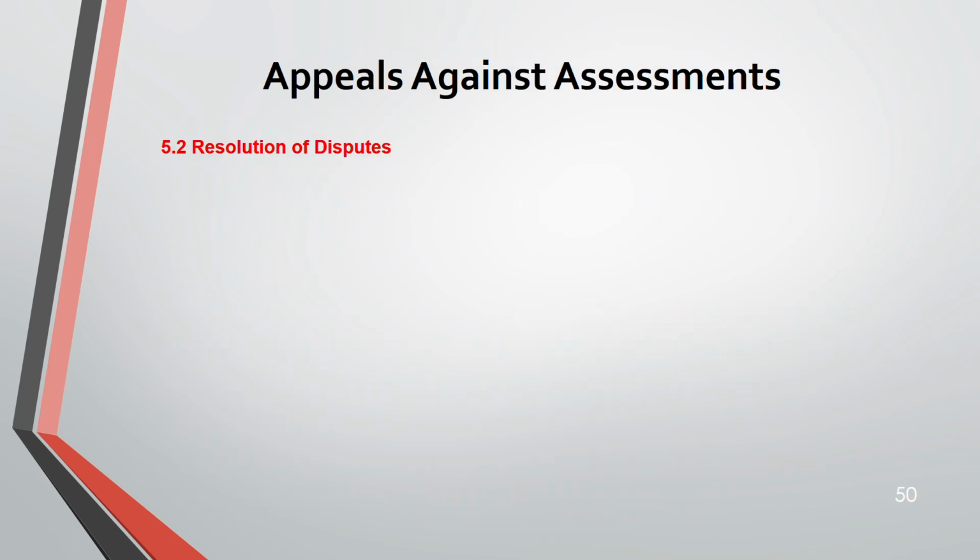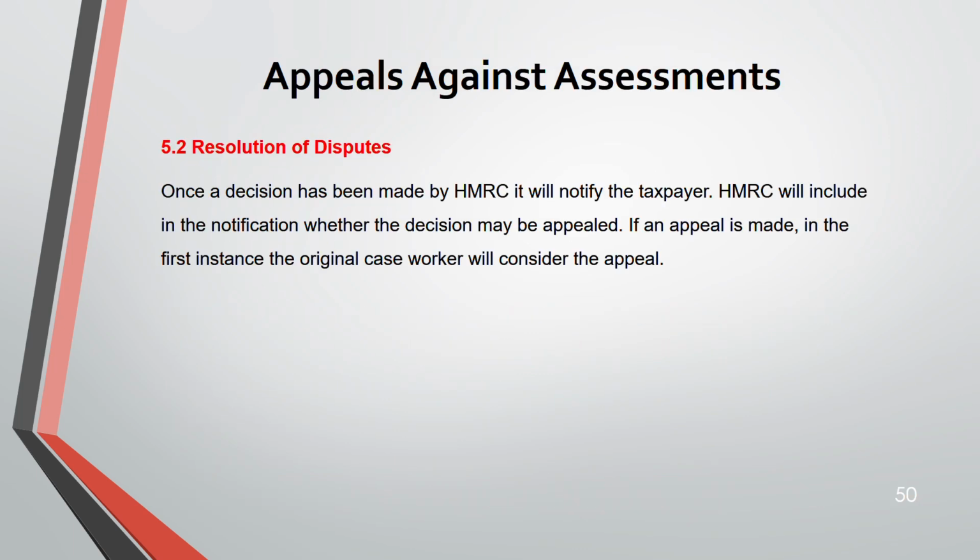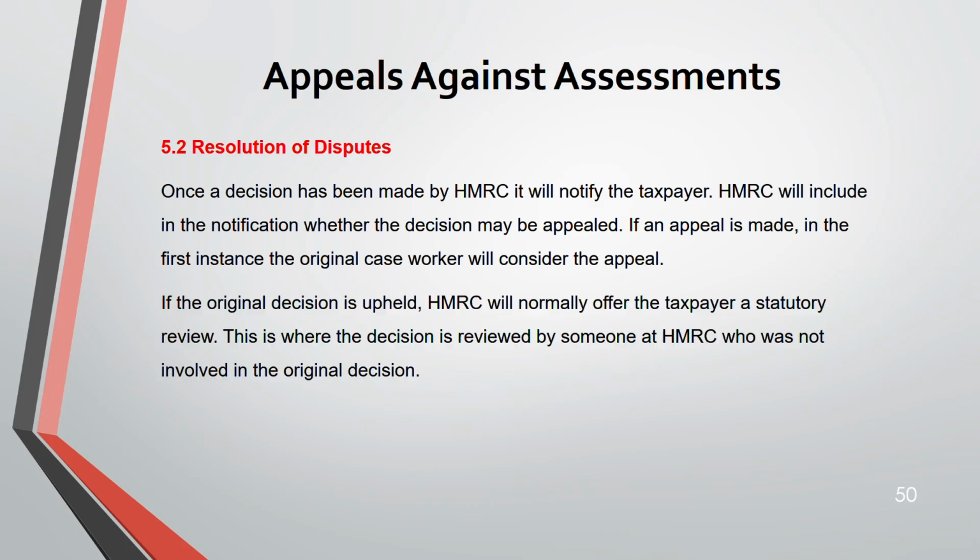Now, resolution of dispute. Once a decision has been made by HMRC, it will notify the taxpayer. Then HMRC will include in the notification whether the decision may be appealed or not. If an appeal is made, the original caseworker can consider the appeal in the first instance. If the original decision is upheld, HMRC will normally offer the taxpayer a statutory review. What is the statutory review? This is where your decision will be reviewed by someone else at HMRC who was not involved in the original decision. Another person from HMRC will come and review this.